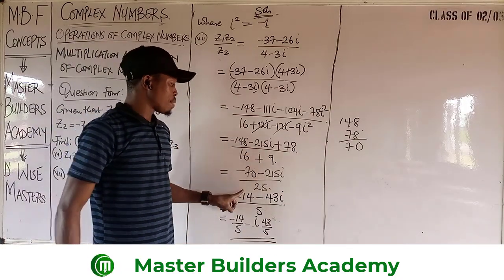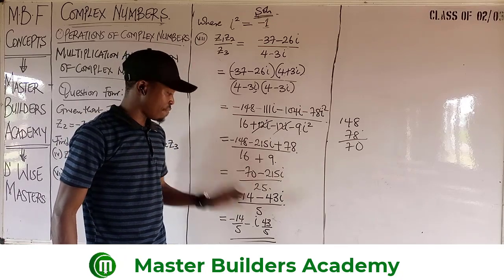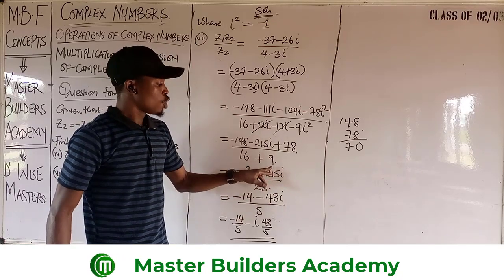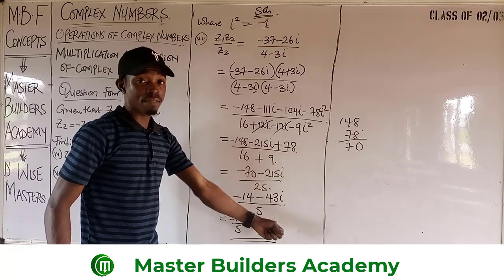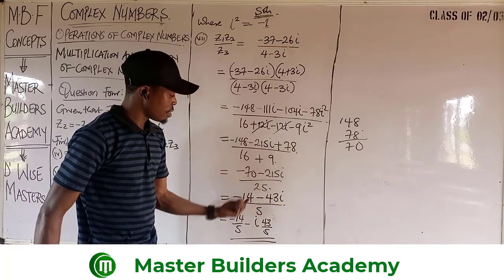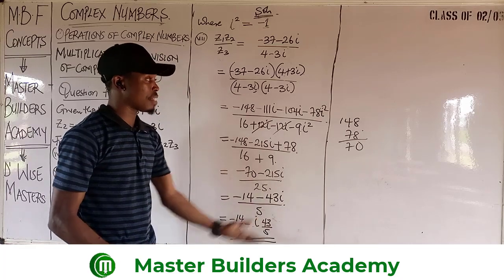Understand that we obtain 14 by dividing 70 by 5 because 5 is a common term. And then 215 divided by 5, so we have 43. Then 25 divided by 5, we have this. This is the answer to this.